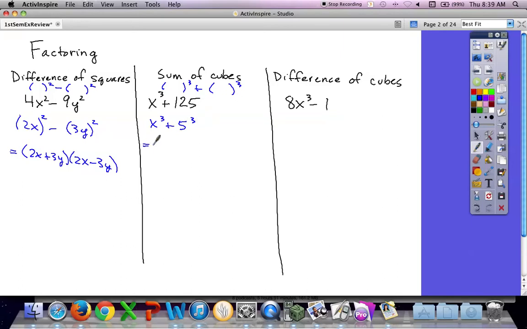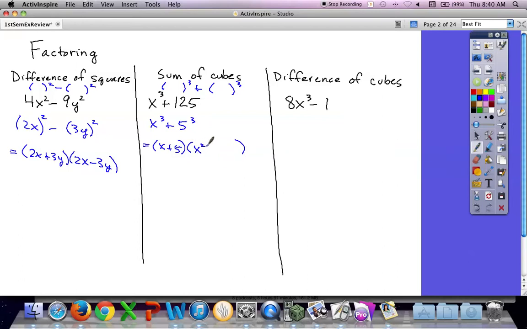Right? And then, do you remember what was the first factor? These are formulas you're never given. You got to know them. X plus 5, right? It matches this, x plus 5. And the second factor is a trinomial. It's always 2 terms times 3 terms, always. And what goes in the second?